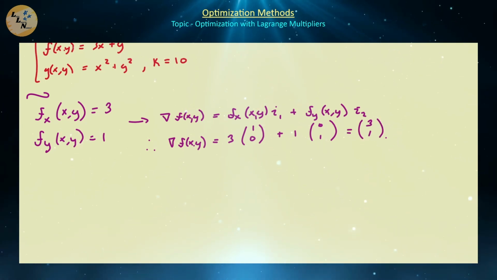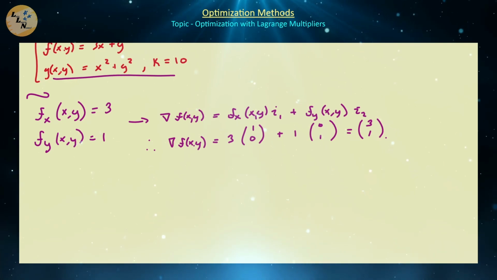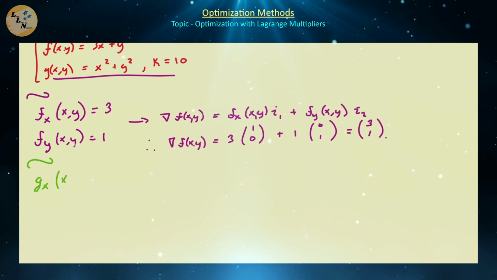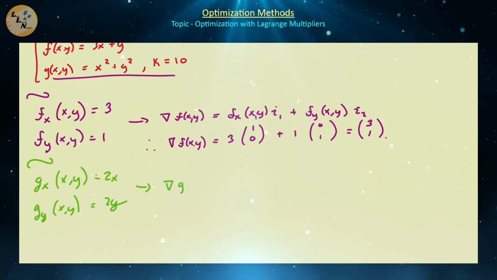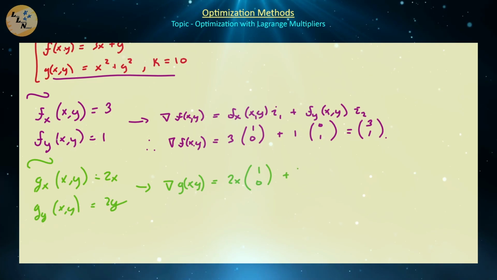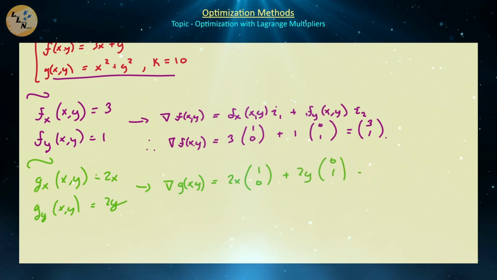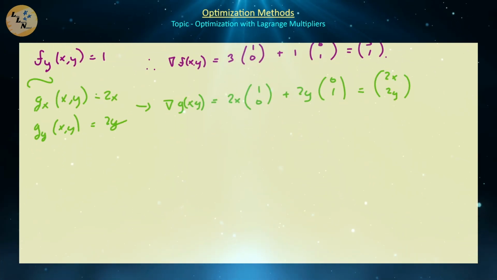So from our g, we can also find the partial derivatives with respect to x and y. So let's just go ahead and do that. The partial derivative of g with respect to x of x, y is going to be equal to just 2x. The partial derivative of g with respect to y of x, y is just going to be equal to 2y. And then from these two, we can say that the gradient of g of x, y is going to be equal to 2x times (1, 0) plus 2y times (0, 1), and that's going to give us the vector (2x, 2y). Okay, so once we have that, now we can construct our system.